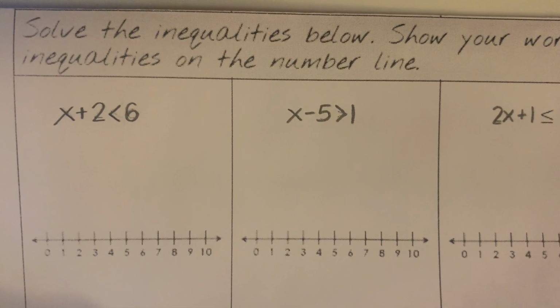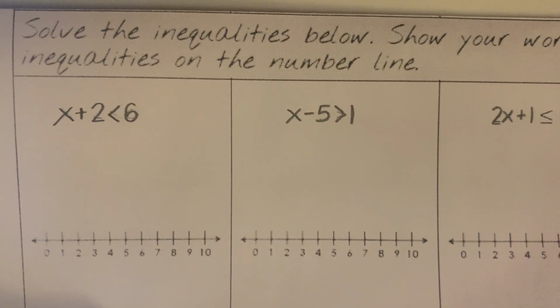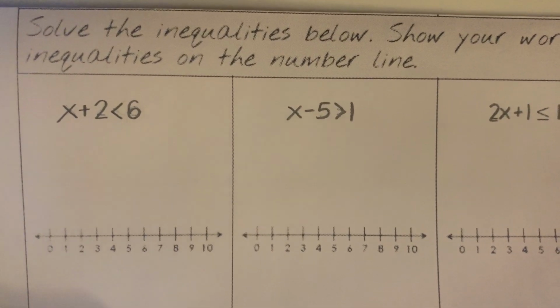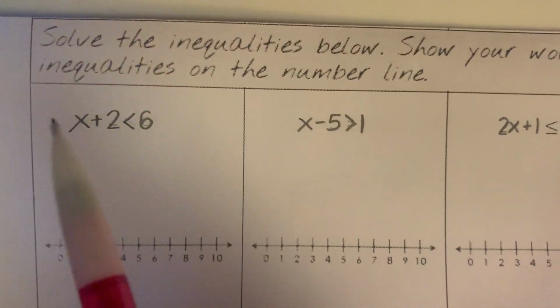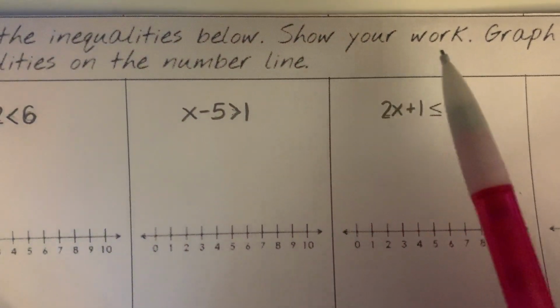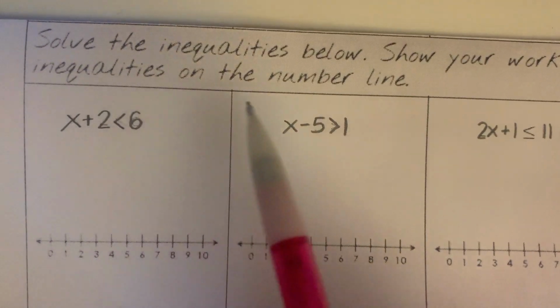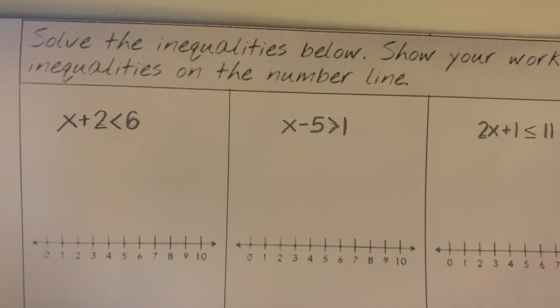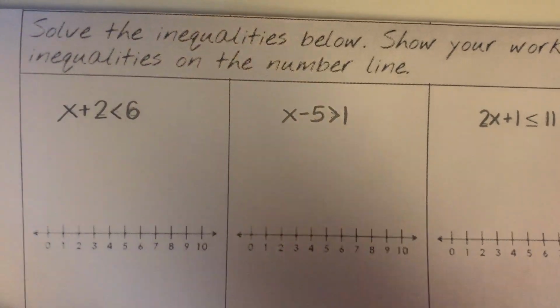So we're going to be practicing solving 1 and 2 step inequalities. We've already done solving 1 and 2 step equations. We've also learned how to graph solutions, but now we're going to combine those things together. So here we're going to solve the inequalities below. We're going to show our work because we're going to show our inverse operations. And then we're going to graph the inequalities on the number line. So we're going to graph our solutions on the number line here. So that's one added step that we didn't really have before.